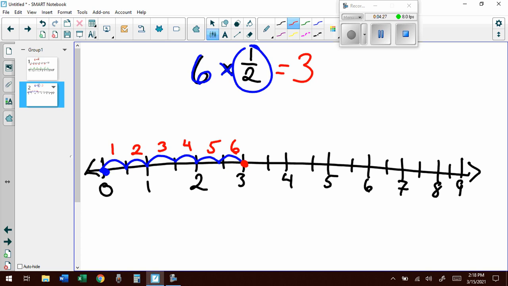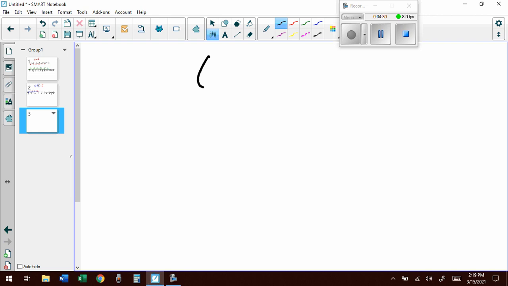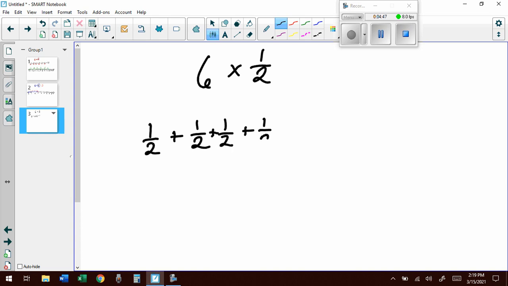Now a way to show this as an addition sentence, 6 times 1/2. We could do 1/2 6 times, just like we did with those 2's. 1/2 plus 1/2 plus 1/2 plus 1/2 plus 1/2 plus 1/2. 1, 2, 3, 4, 5, 6. And that would give us, we have a like denominator, 1 plus 1 plus 1 plus 1 plus 1 plus 1 is 6 halves. Good.